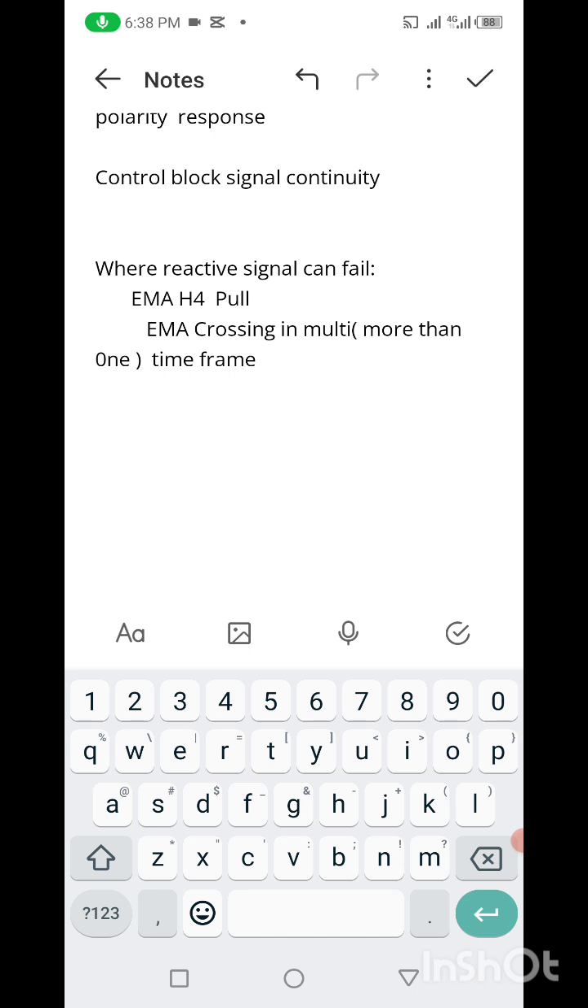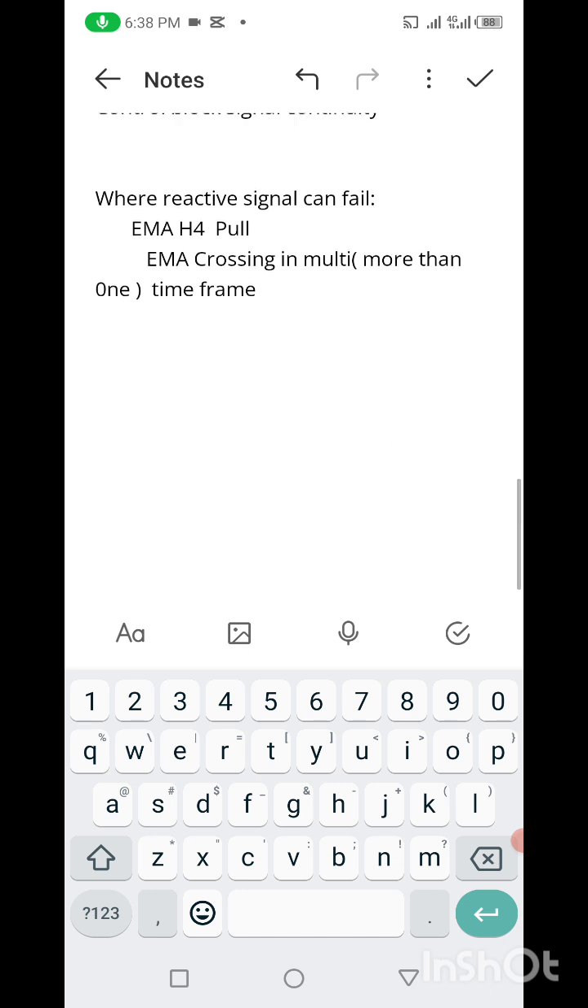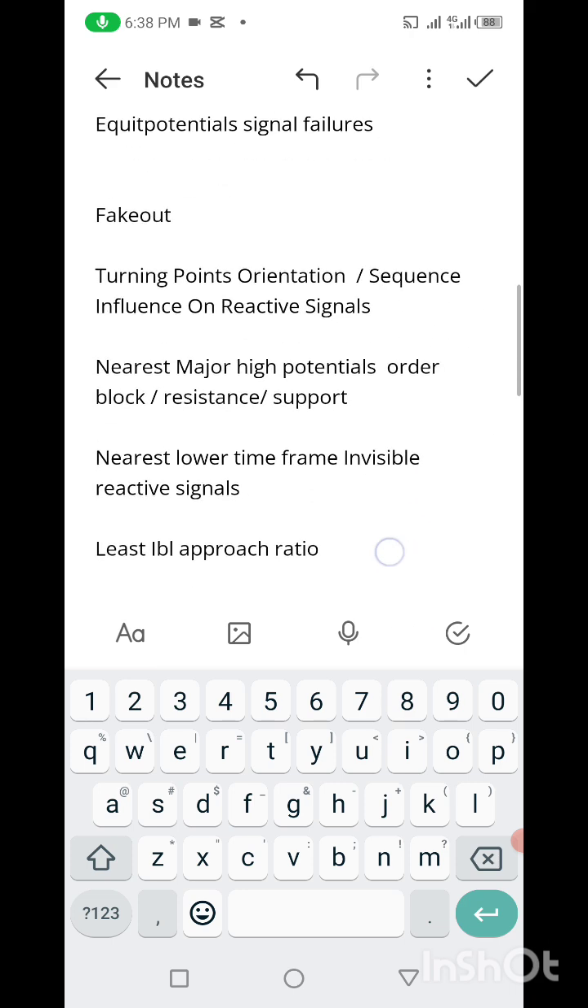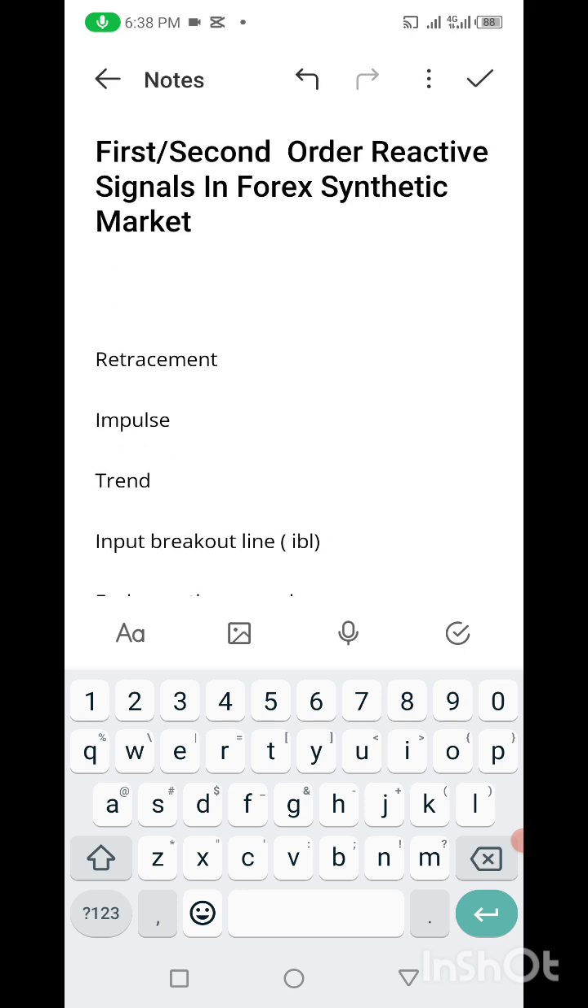The reactive signal can fail due to EMA H4 pull, EMA crossing in multi time frame, that is, multi means more than one time frame, especially from the lowest to the highest. This content has 2 parts, so this is part 1 of reactive signals.